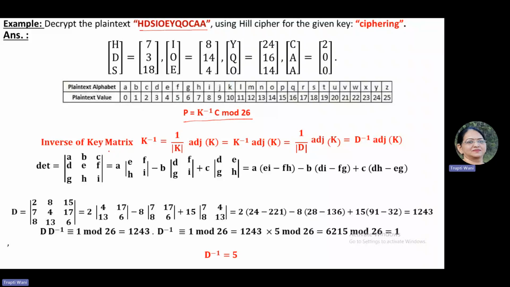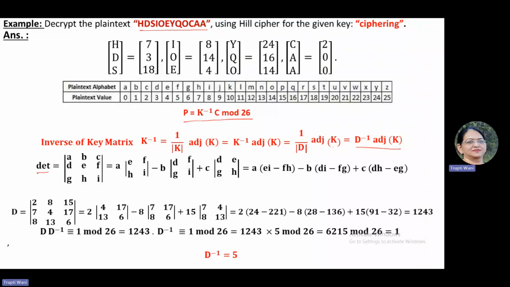The formula for finding K inverse, which is a matrix, is 1 upon determinant of K into adjoint of K. Now K inverse means 1 upon determinant of K into adjoint of K, that is D inverse into adjoint of K, we have to find out. The matrix is 3 by 3.